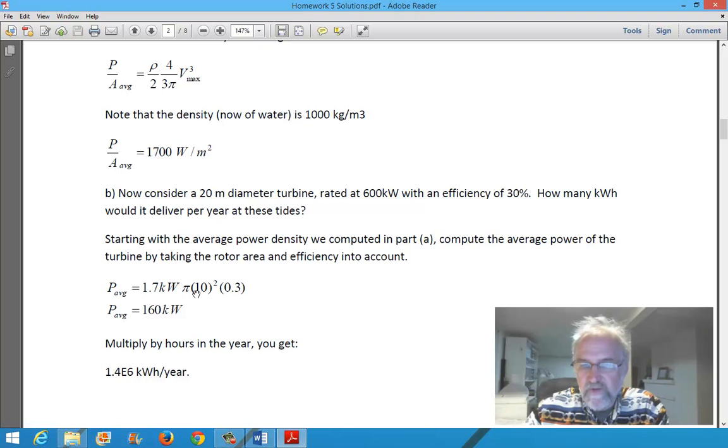disk that it presents. So that's pi r squared. There's pi times 10 squared. Then times the efficiency, and that's the average power level coming out, and that's the power available of 160 kilowatts. So that would make sense. You've got a 600 kilowatt turbine, but on average you're not going to get 600 kilowatts. You get considerably less. Multiply that by 8,760, you get 1.4 million kilowatt hours per year out of that turbine.